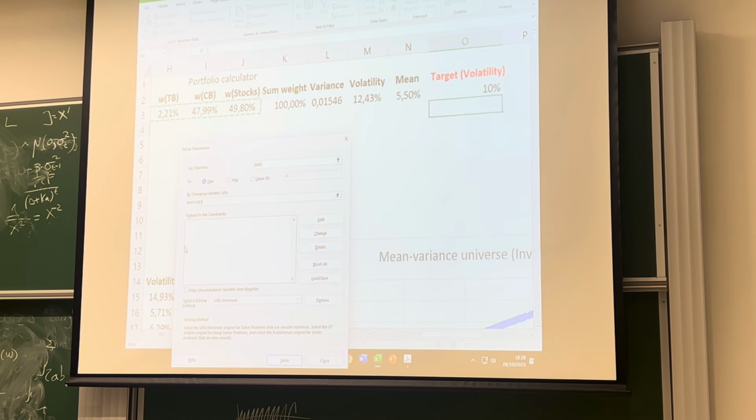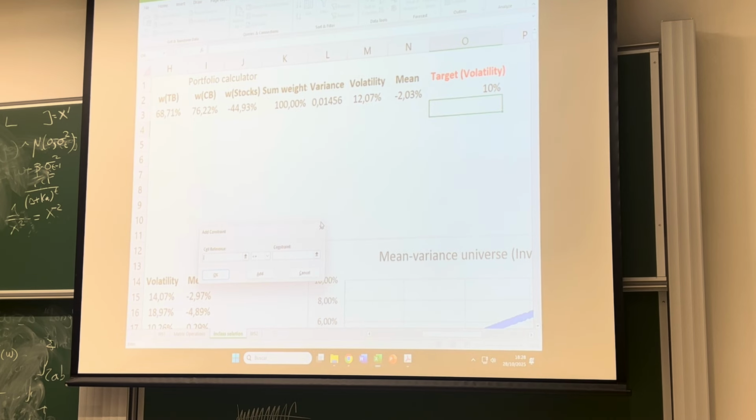And now, this is super cool. We need to do constrained optimization, subject to the constraints. So we are now going to add a constraint. We go to add. First constraint: we want the volatility, which is here, to be equal to the target, 10%. Okay. And now we have that constraint. Something else? Yes, the sum of weights has to be 100%.